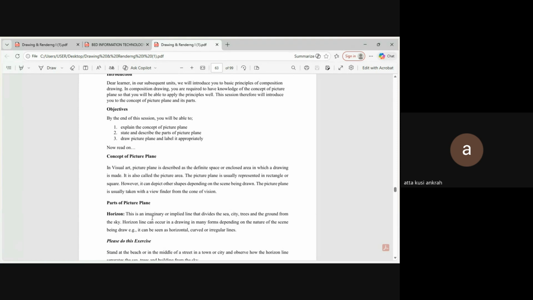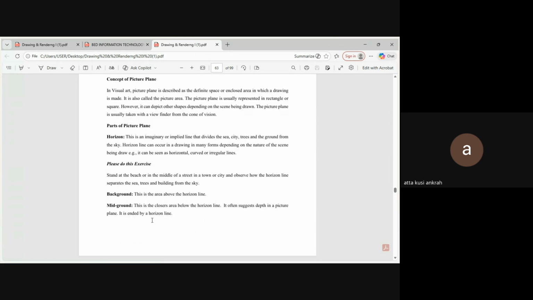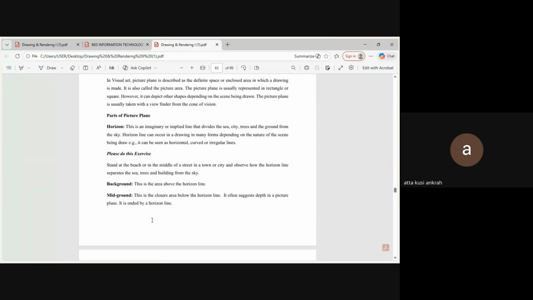So now let's see parts of the picture plane. The first one is the horizon. And I think we have discussed the horizon. This is an imaginary or implied line that divides the sea, sky, tree, and ground from the sky. Now, where the sky seems to meet the earth is the horizon.